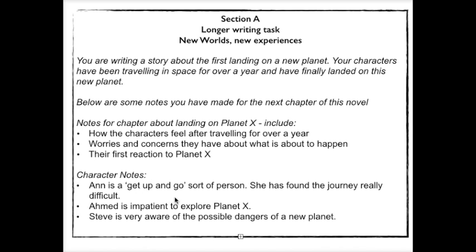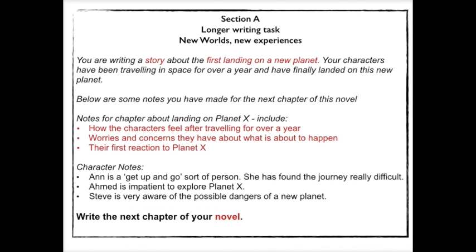Character notes. Anne is a get up and go sort of person. She has found the journey really difficult. Ahmed is impatient to explore Planet X. Steve is very aware of the possible dangers of a new planet.